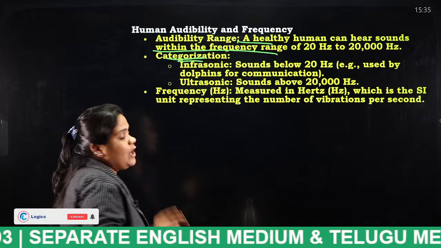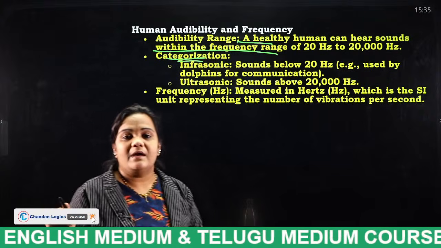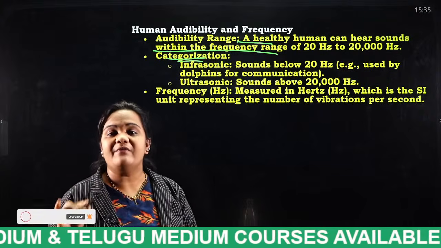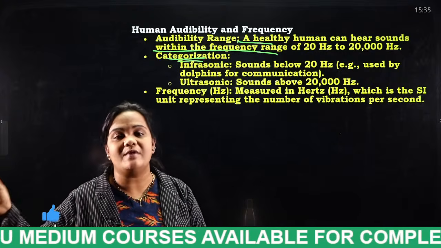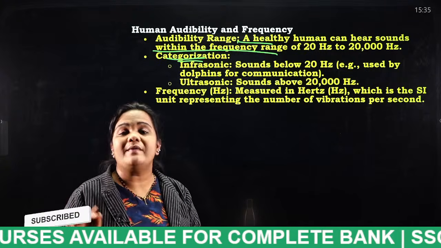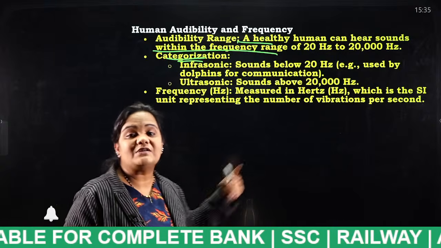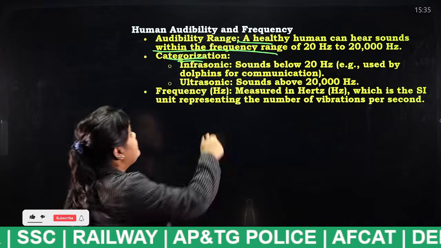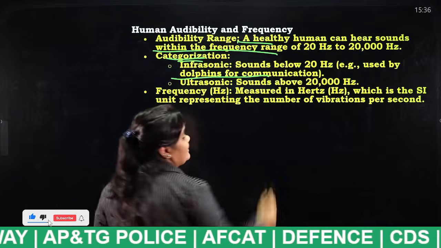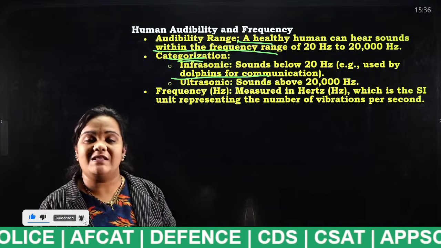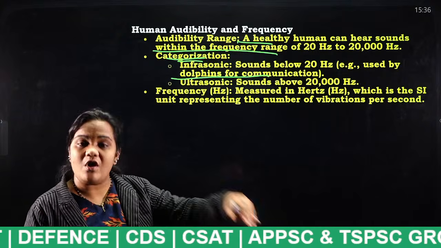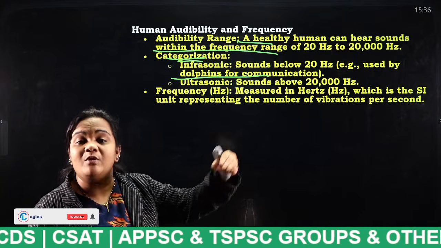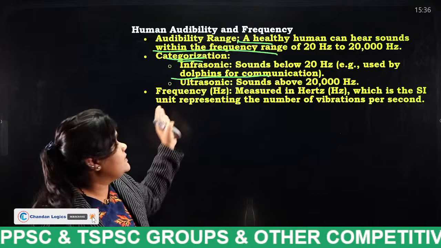Categorization. A human ear can hear frequencies from 20 hertz to 20,000 hertz. Below 20 hertz, we call it infrasonic. Infrasonic sound is used by dolphins for communication. You know where dolphins live: in the water. So dolphins communicate by these infrasonic waves.